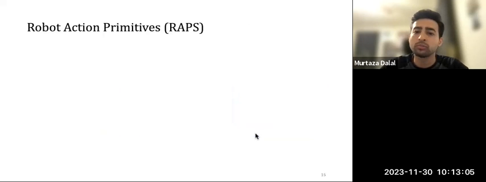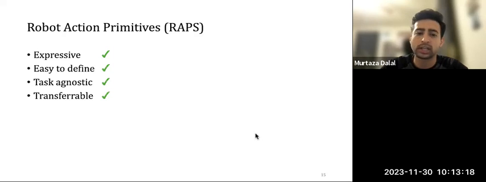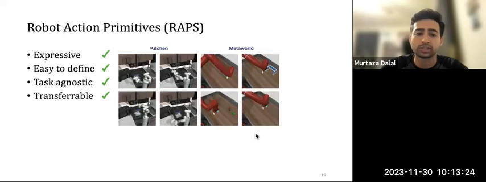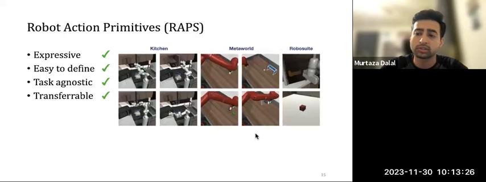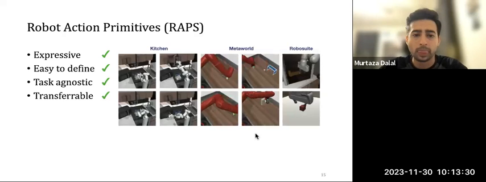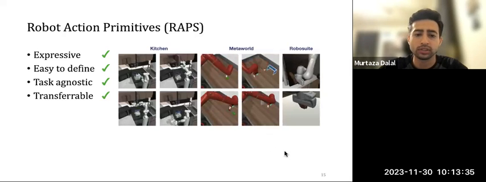In our method, we propose robot action primitives, or RAPs for short, which at a high level are expressive, easy to define, task agnostic, and transferable across robots, tasks, and environments. And as you can see in these videos, they're widely applicable to a lot of different manipulation tasks and enable the robot to solve a variety of challenging long horizon tasks. So let's dive into the details.